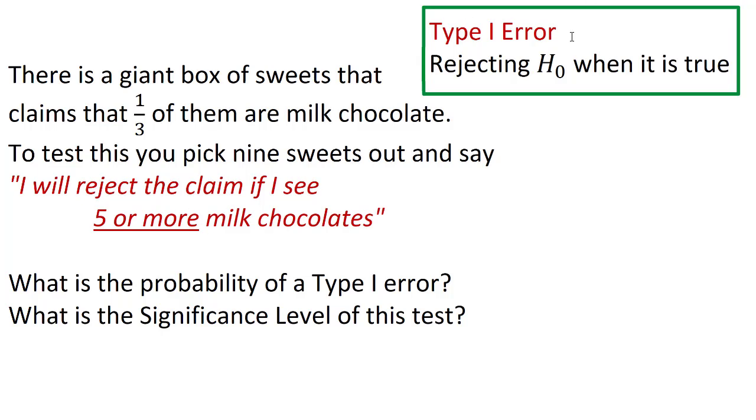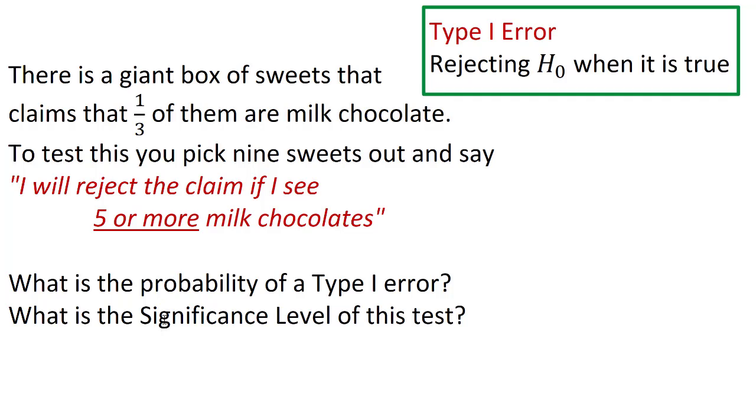Now remember that a type 1 error is when we reject H0 even though it's true. So we are definitely going to assume in this question that there are a 1/3 of this giant population of sweets. We're going to assume that 1/3 of them are milk chocolates, exactly 1/3. Now, if we took a sample of 9, what are the chances that we would get 5 or more milk chocolates? Because if we do, we're going to have to reject that claim, even though we know it's true.